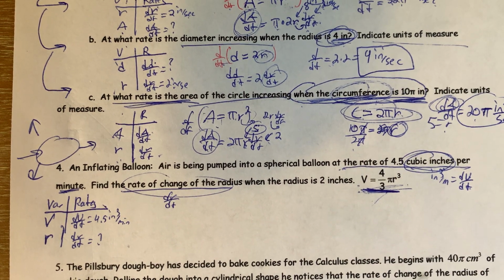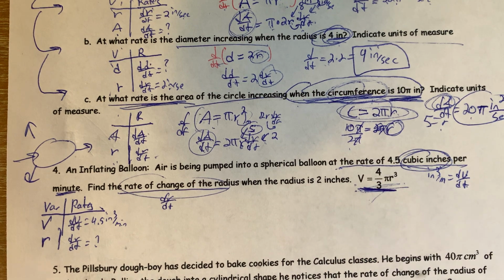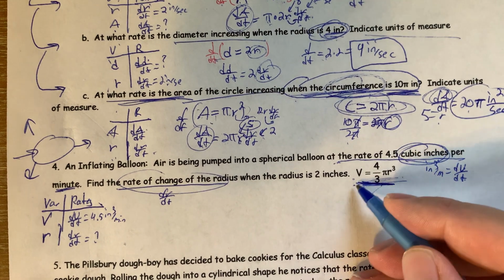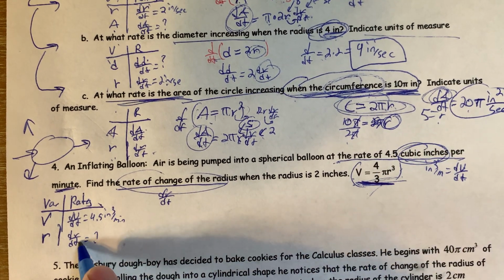But if not, here it is. So what do we do? Go ahead and solve this one on your own. Well, you're going to do d/dt so that we can find dr/dt.